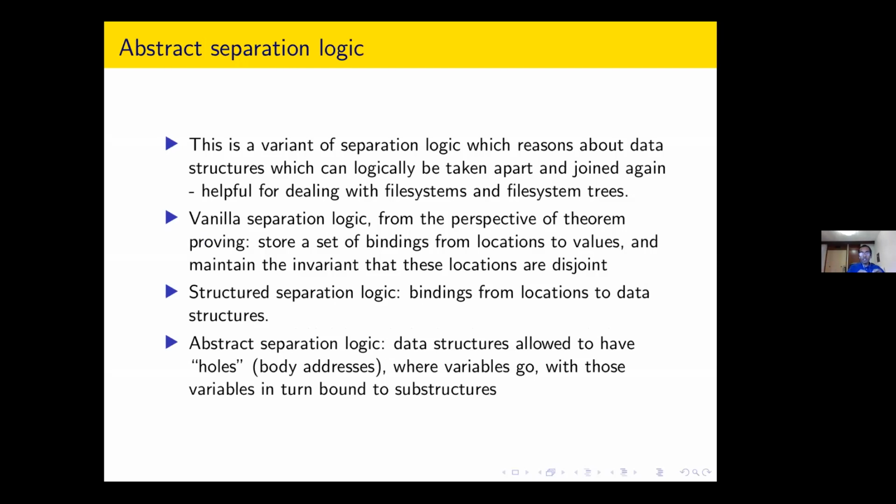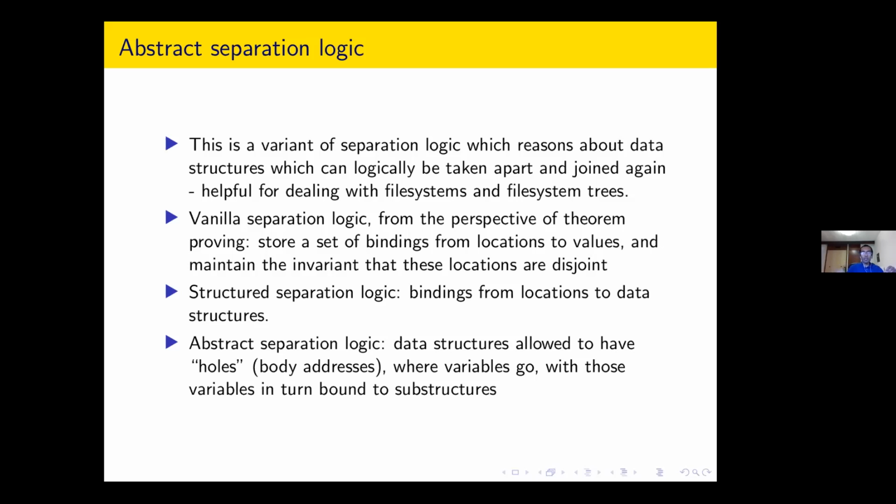So to explain this, I need to provide a little bit of background about abstract separation logic. It is a variant of separation logic which reasons about slightly more complex data structures than vanilla separation logic. In the former, if you think of it purely from the point of view of theorem proving, you have a set of bindings from locations to values, and these values are usually what we might consider simple values, such as integers, strings, indivisible values in a certain sense.